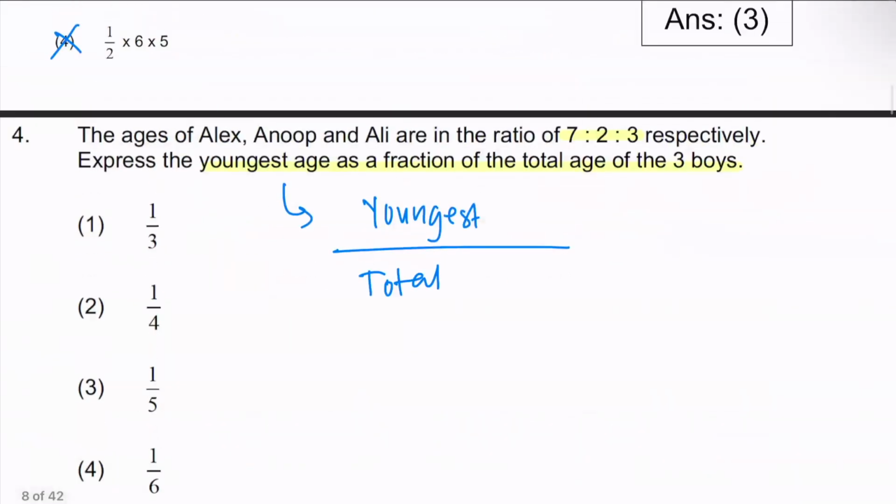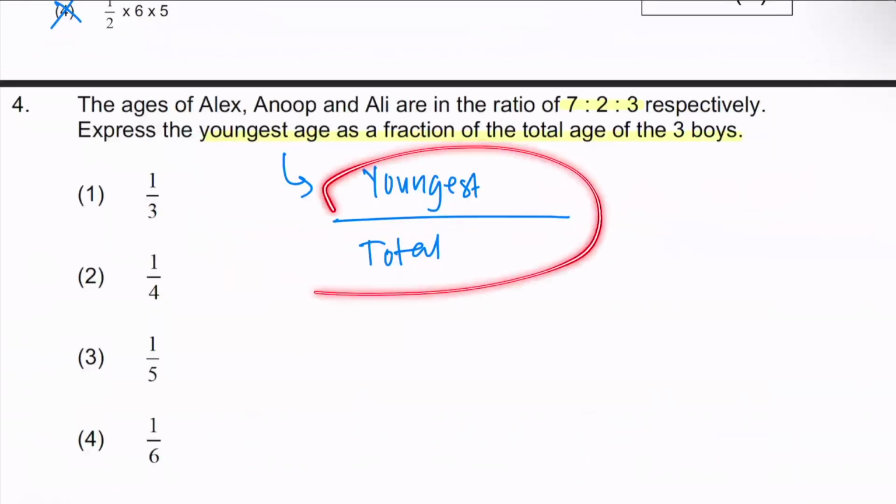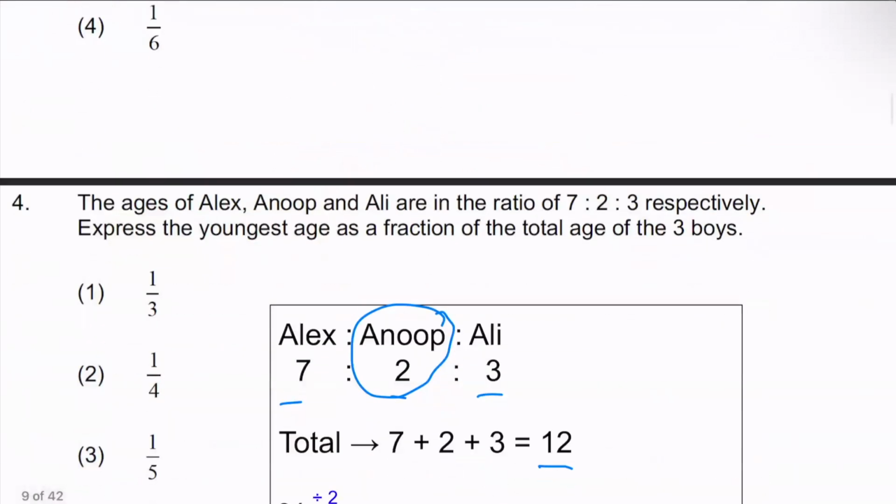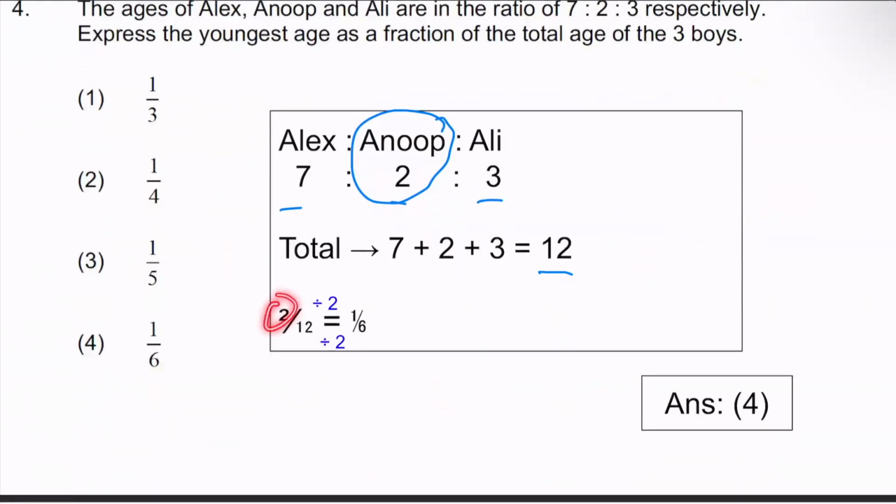So again, they want you to express the fraction in this way: youngest over total. So the youngest is 2, total is 12. Then don't forget, you have to simplify your final answer, which is 1/6. So your answer is number 4, right?